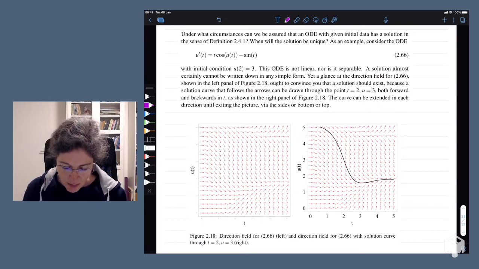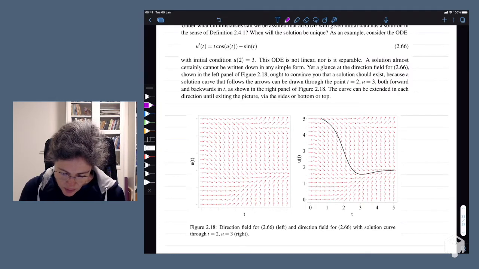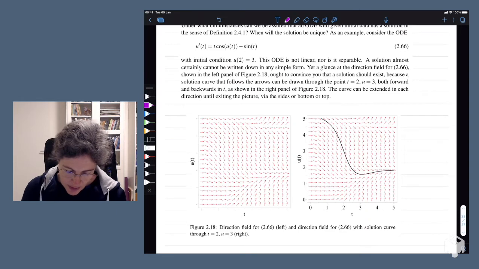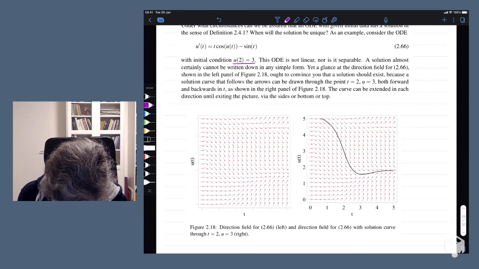So the most tempting thing might be to just quickly draw a direction field. And conveniently we have one over here. And it looks pretty reasonable. And if you look at the initial condition at t equals 2, u is equal to 3. So let's have a look here. At t equals 2, u is equal to 3. So that's somewhere here.